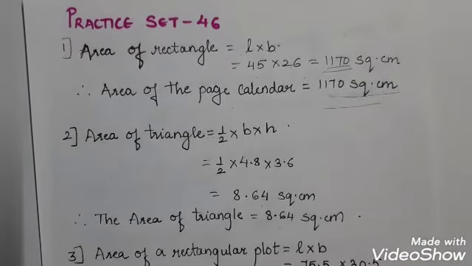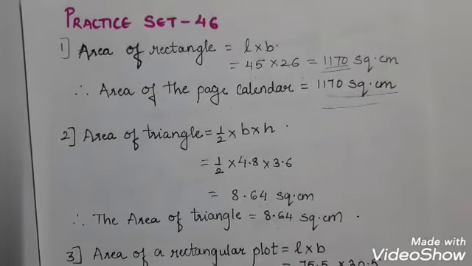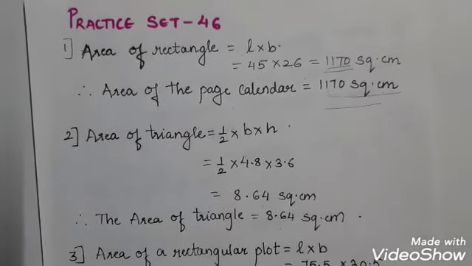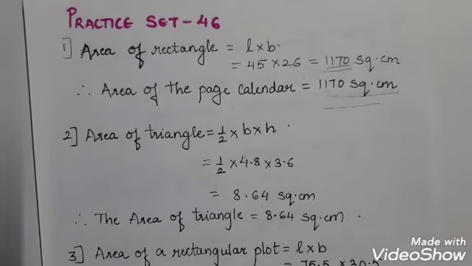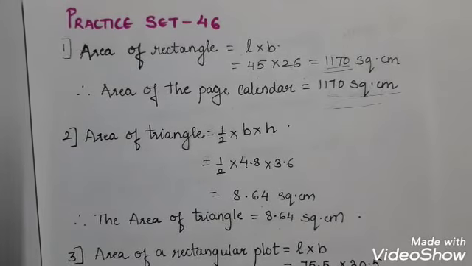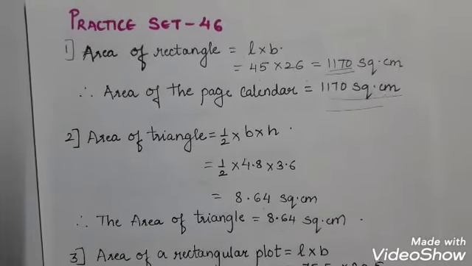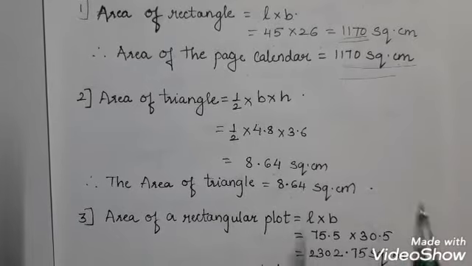Next. What is the area of a triangle with the base 4.8 centimeter and height 3.6 centimeter? Okay, what is the area of a triangle? So we have to find over here the area of a triangle, whose base is 4.8 centimeter and height is 3.6 centimeter.